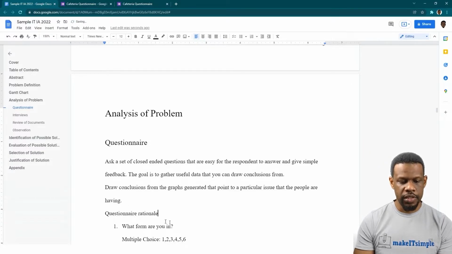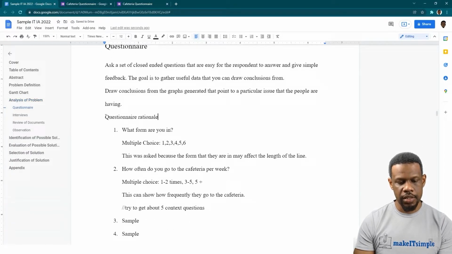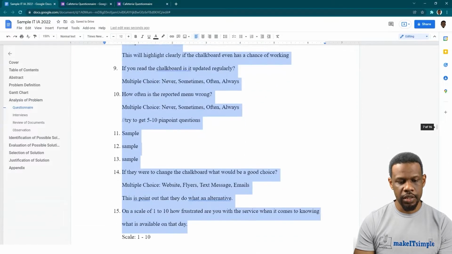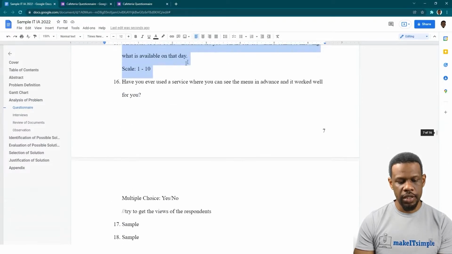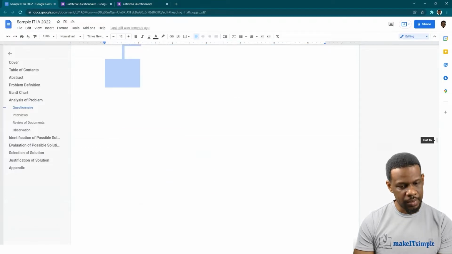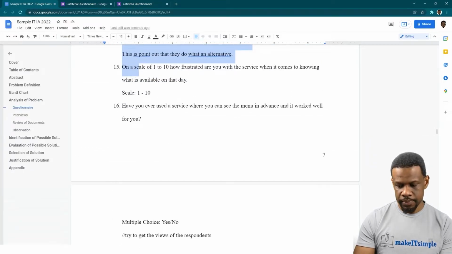Right, so I'm going to take the questionnaire rationale and put it down in my appendix, because it's not supposed to be in this part of the document. Come now, oh gosh, man, mouse.